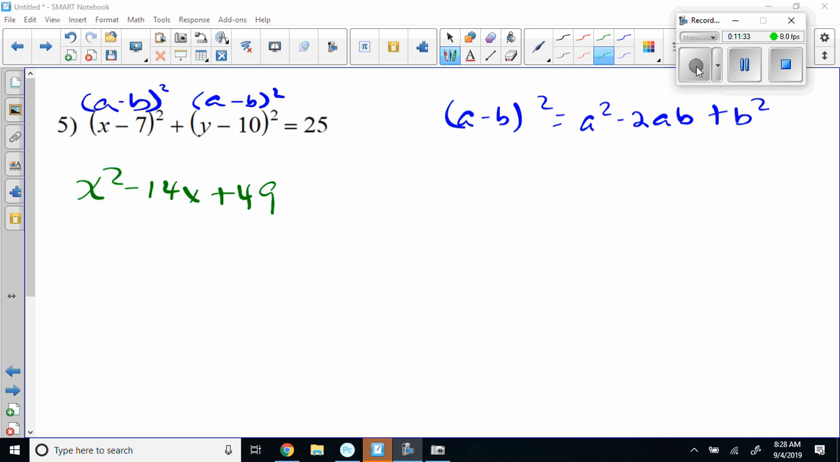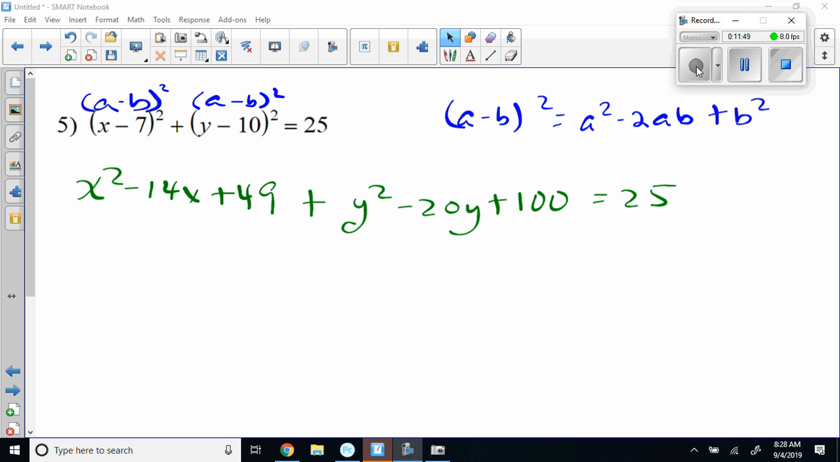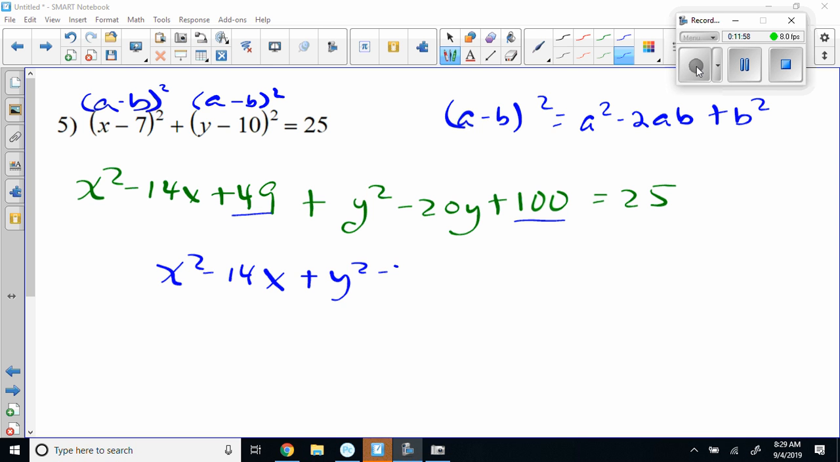Okay? Now, plus, that is y squared minus 20y, because y times negative 10 is negative 10y, times 2 is 20y, plus 100 equals 25. Ladies and gentlemen, I have like terms here. So I got x squared minus 14x plus y squared minus 20y plus 149 equals 25.